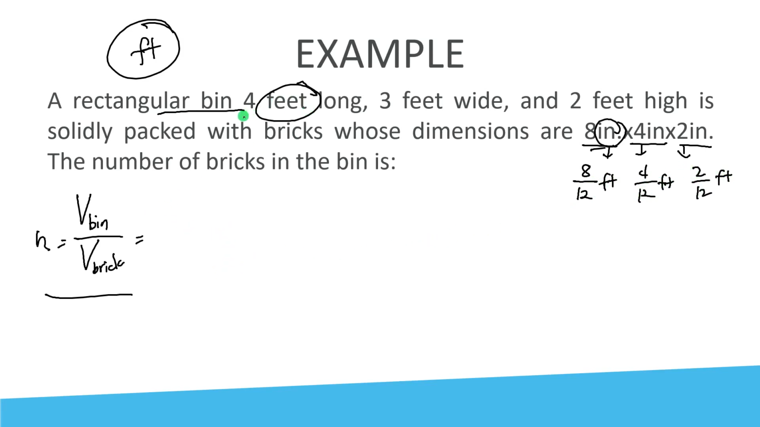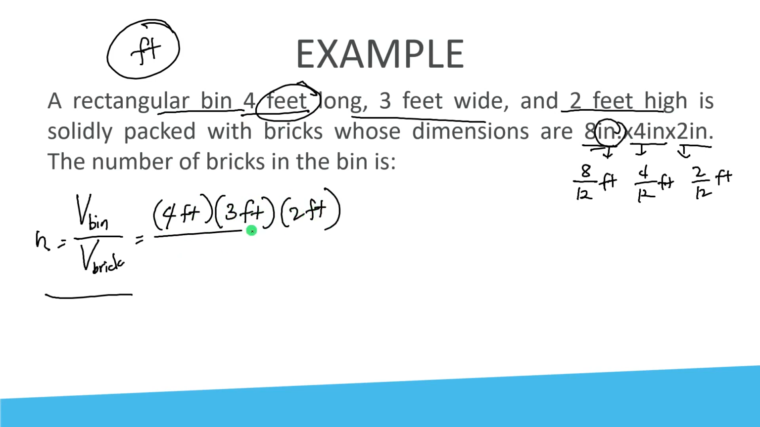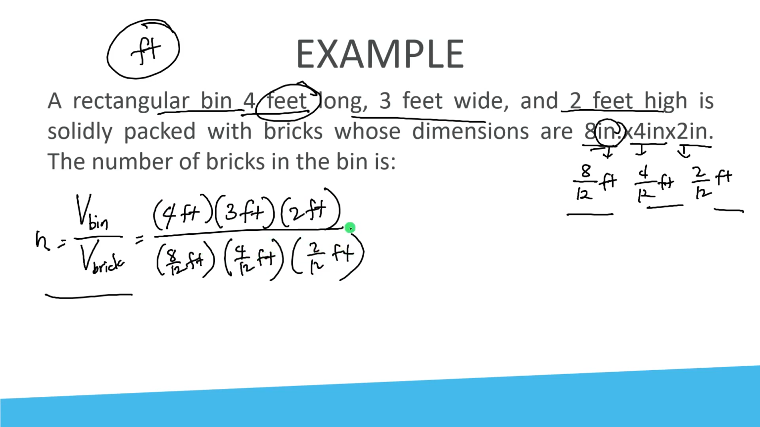First, the volume of the bin, given dimensions length, width, and height. So L times W times H. That's the volume of that rectangular bin. So we have 4 feet times 3 feet times 2 feet. The brick dimensions to be divided by are 8 over 12 feet, 4 over 12 feet, 2 over 12. Okay, so we can directly solve that.